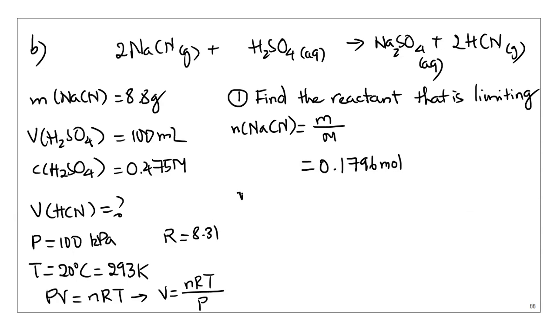Now, if you work out the number of mole of sulfuric acid, they give you volume in mL and concentration. So I'm going to convert it to liter. n equals CV, I will get 0.0475 mole. Okay, so I've got the number of mole of both substances.